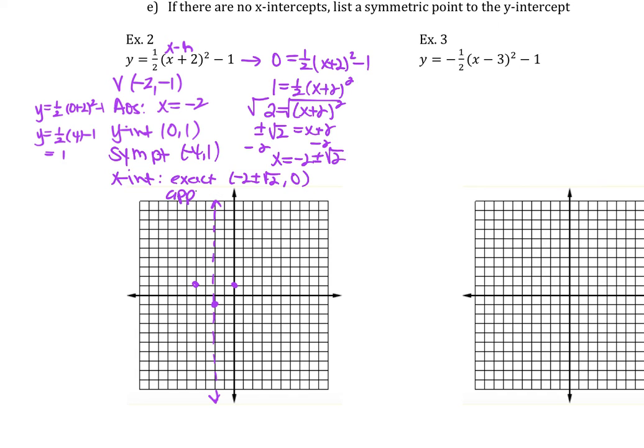My approximate ones, I'll have to take that and put those into my calculator. So my approximate values for negative 2 plus root 2, I get negative 0.59, so we'll go to the hundredths. And then for negative 2 minus root 2, we get negative 3.41. So I'm just going to plot those the best that I can. So negative 0.59, negative 3.41, and then I'll connect to make my parabola.